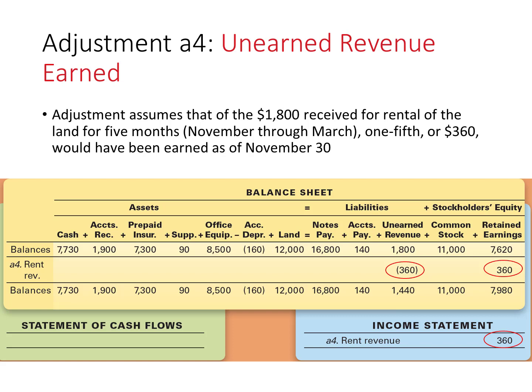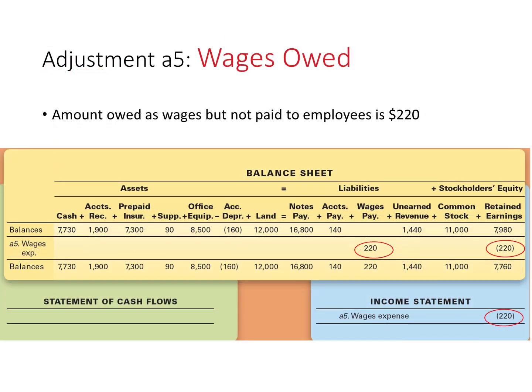Therefore, we are reporting 1/5 or $360 of revenue. So in this adjusting entry, we are reducing unearned revenue by $360 and increasing retained earnings by $360. We're increasing retained earnings because this is an example of revenue, and it is reported as rent revenue in our income statement. In our next adjusting entry, we are dealing with the concept of wages payable.